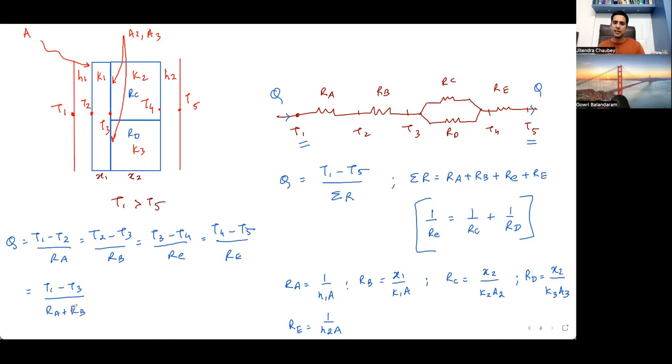That's it. So this is all about series and parallel when it comes to slabs. Do you have any question? No, I'm good.